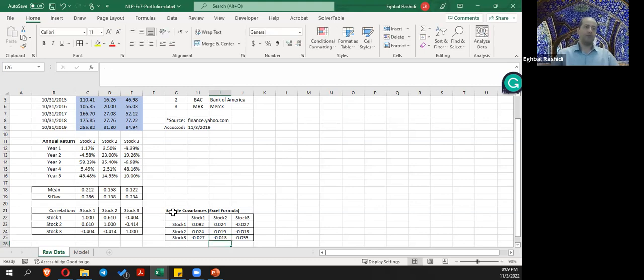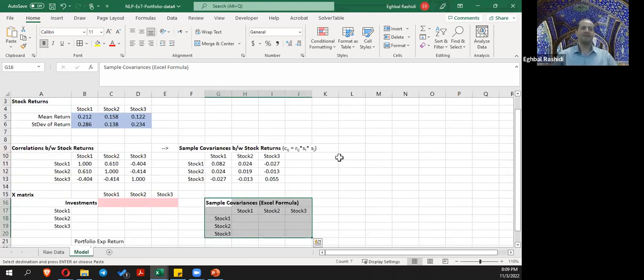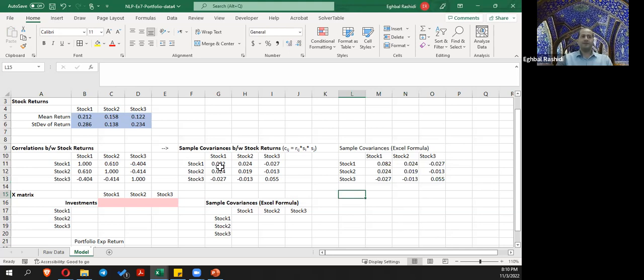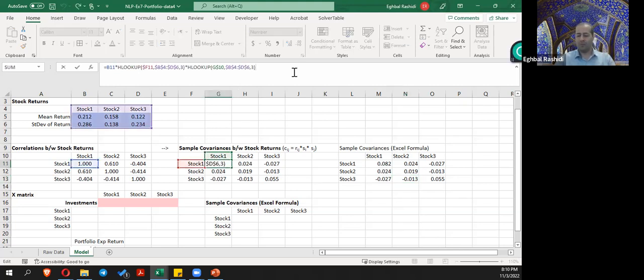So if I copy this, hopefully it is similar to what I got here. Just values. And I'm going to get rid of all of these decimals. If you compare, stock one and stock one are the same, and stock one and stock two are the same. For example, this is the same, this is the same. So this is faster. I think this is less headache than computing the correlation first and then using the formula, HLOOKUP, et cetera.